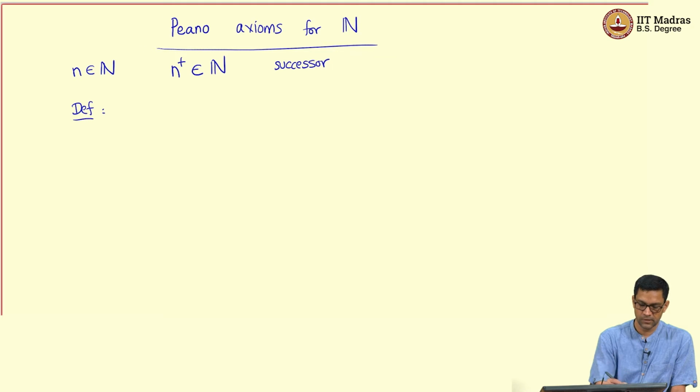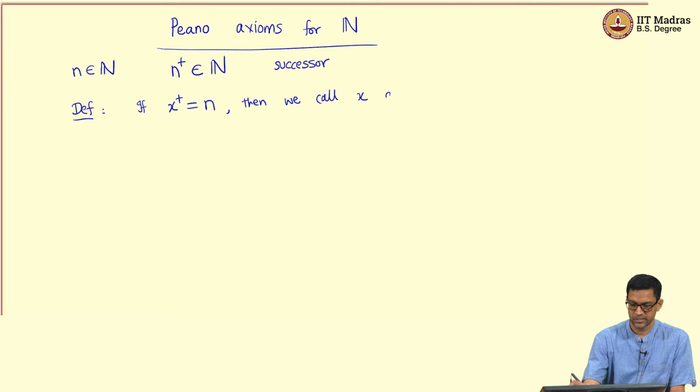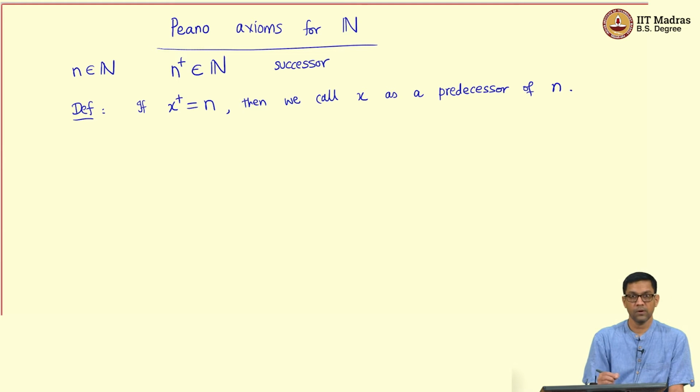Let me say, definition. If x is a natural number such that x plus equals n, then we call x a predecessor of the natural number n. Here x is again an element of this set n. Now, let's see what we can prove about predecessors just starting from the axioms.